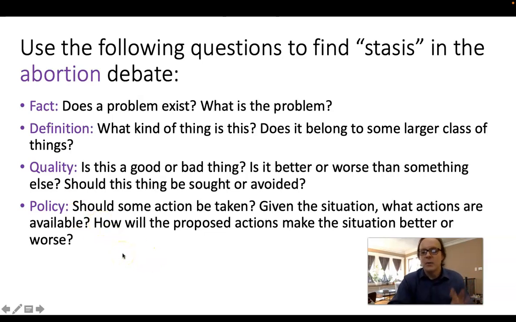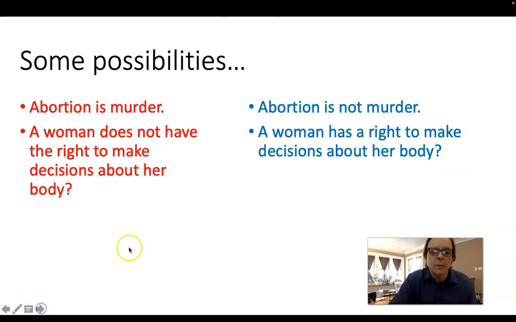So again, we're not gonna go through all this because we're not in class together, but these are the questions you ask to try to get to stasis. And eventually you might come up with all kinds of things. I've had lots of good discussions about this in class, but one really simple one, without changing anything from our original slide, would be, here you could debate this. So this is the pro-life side, right? Abortion is murder. And then on the pro-choice side, abortion is not murder.